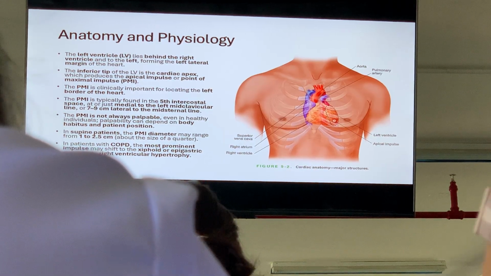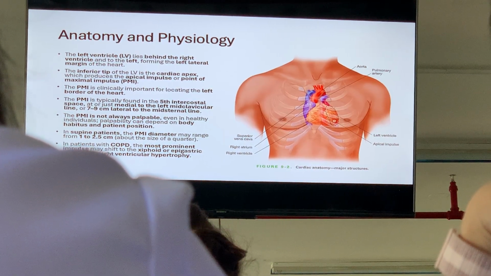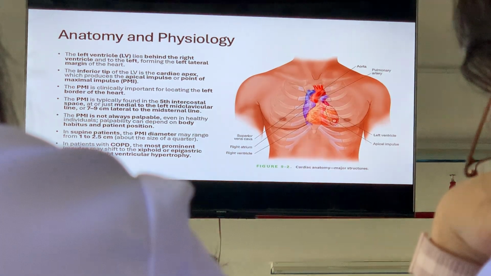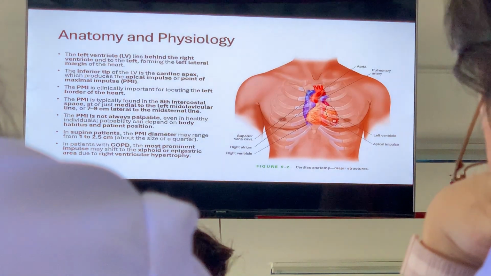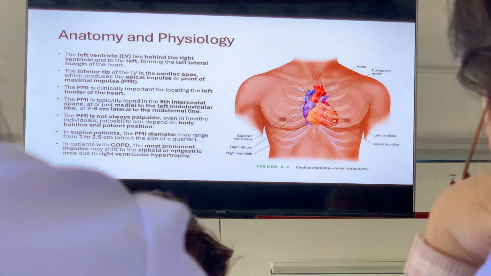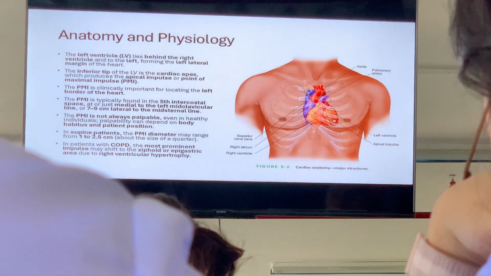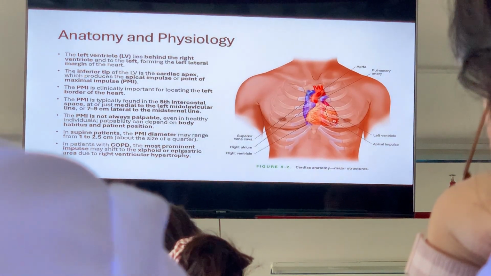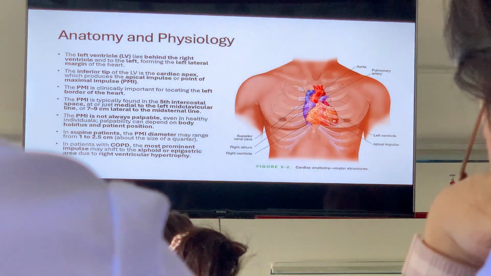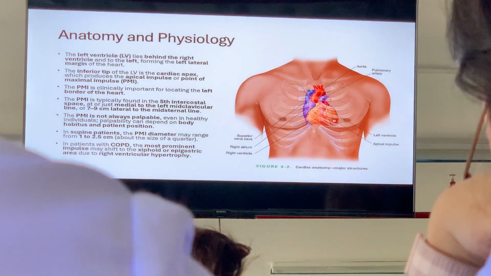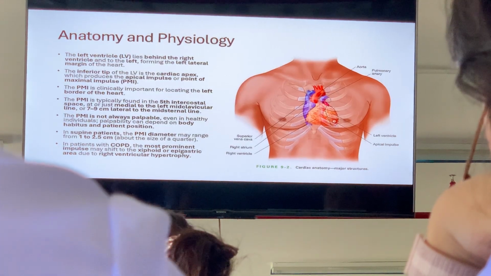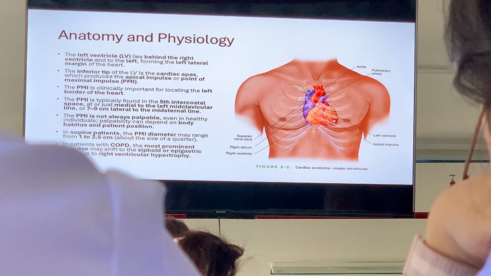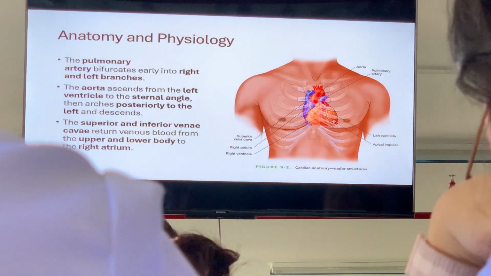The PMI is not always palpable. Even in healthy individuals, you might not necessarily palpate it. In a supine patient, the PMI diameter is usually 1 to 2.5 centimeters. If it's larger, let's say more than 3, that's already a sign of left ventricular hypertrophy. In patients with COPD, the most prominent impulse may shift to the xiphoid or epigastric area due to right ventricular hypertrophy.